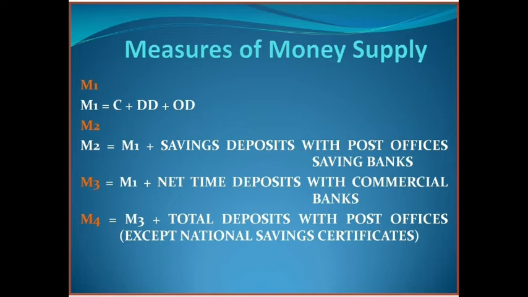The fourth measure of money supply is M4, which is equal to M3 plus total deposits with the post offices except national savings certificates. M1 and M2 are known as narrow money, whereas M3 and M4 are known as broad money.